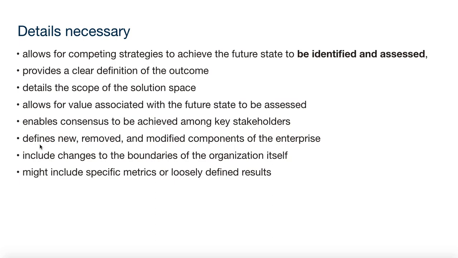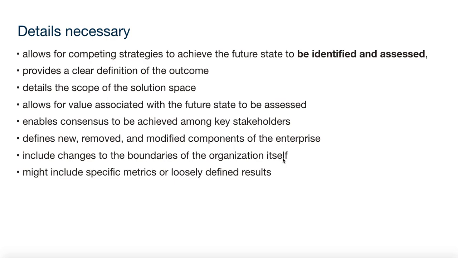Also, you need to define the new, removed or modified components of the enterprise. As part of a change that you're going to bring about to achieve a future state, you might add on, you might update, or you might remove certain components from that entire cycle or process. So that needs to be well defined. Also, you should include changes to the boundaries of an organization itself. Probably the organization might be entering into a new industry. In that case, your boundary is being extended, okay? Or you might want to go into a different service line. All this needs to be added as part of the future state.